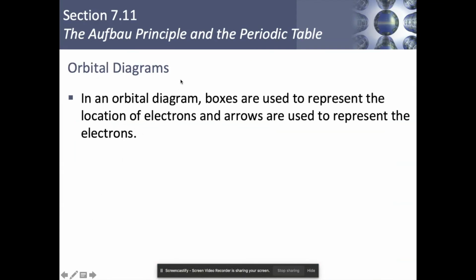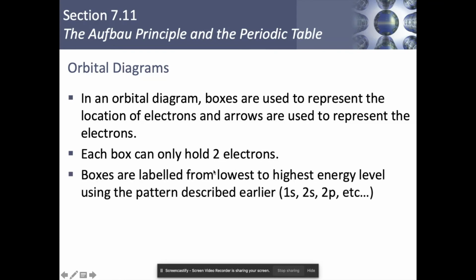All right, let's talk about orbital diagrams. In an orbital diagram, boxes are used to represent the locations of electrons. Arrows are used to represent the electrons themselves, okay? Now, each box can only hold 2 electrons, and boxes are labeled from lowest energy level to highest energy level. So why is it important to remember that weird little pattern with the little diagonal arrows? It's because whenever we are diagramming orbitals, we have to go in order from lowest to highest. 1s, 2s, 2p, 3s, 3p, 4s, 3d, etc.